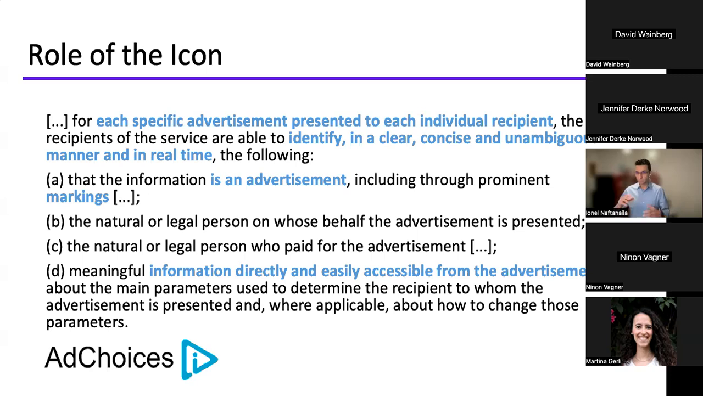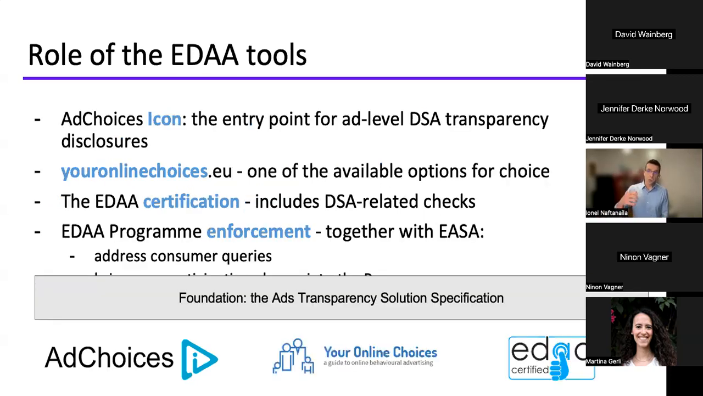So with that, just moving on to the next slide, what would be the role of the EDAA tools in this context? So the Ad Choices icon would become the preferred entry point for our level DSA transparency disclosures, so in ad, but it also could be used as an entry point on properties, in a footer of a website or something like that, depending on what the platform chooses.